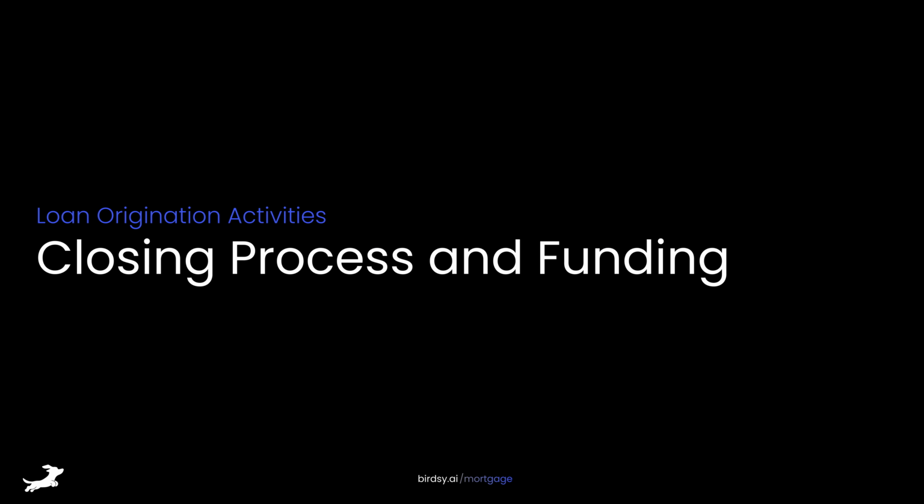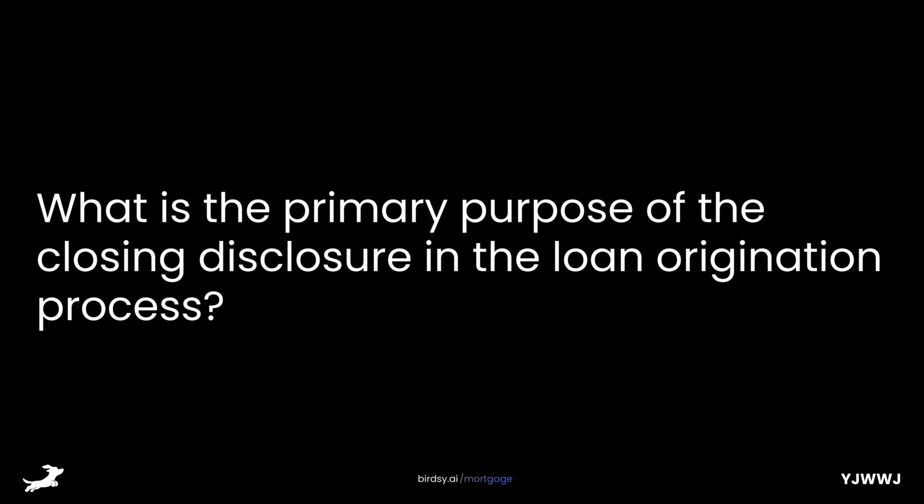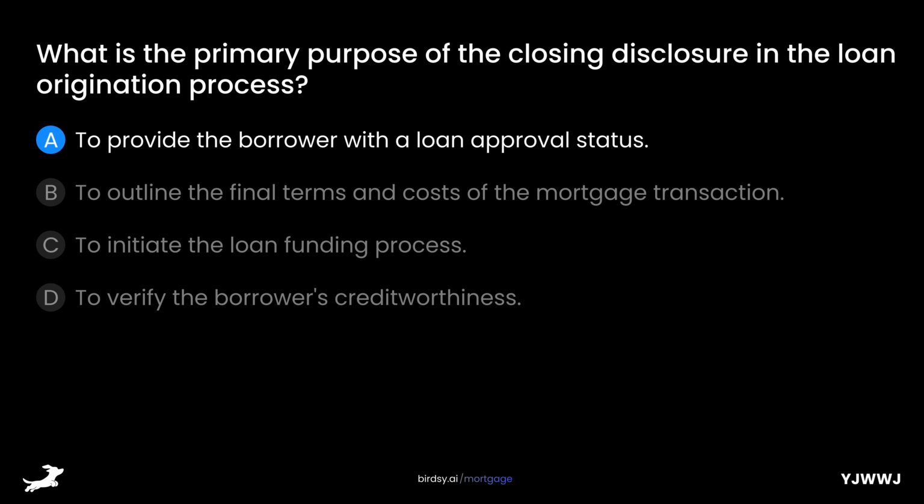Closing process and funding. What is the primary purpose of the closing disclosure in the loan origination process? Is it A, to provide the borrower with a loan approval status? B, to outline the final terms and costs of the mortgage transaction? C, to initiate the loan funding process? Or D, to verify the borrower's creditworthiness?